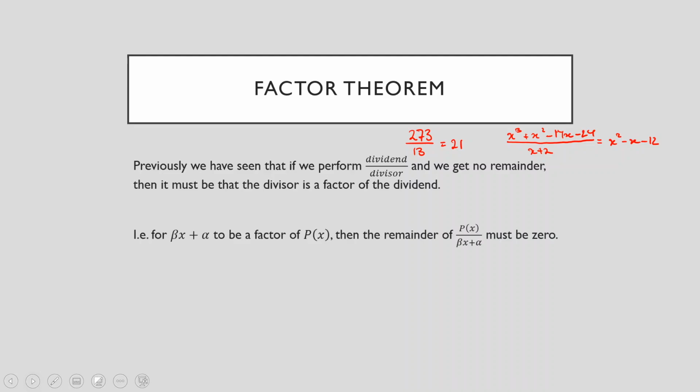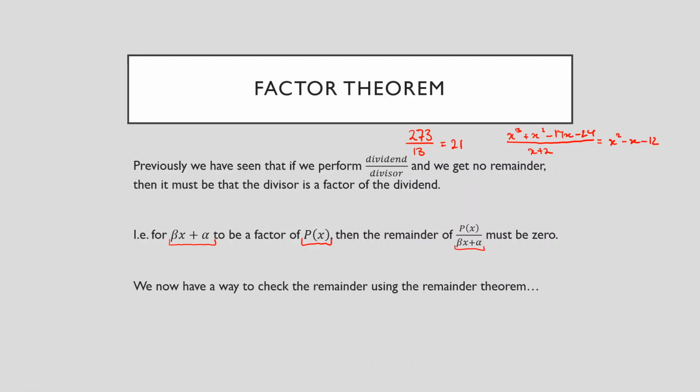So let's formalize that a little bit in terms of maths language. So if I use this linear polynomial, beta x plus alpha, for this to be a factor of some polynomial p of x, so if I divide it, then I need to have no remainder when I do that. So p of x divided by this linear polynomial must give you a remainder of 0. Okay? Is there a way to quickly check whether we get a remainder of 0 or not? If we don't want to go through the whole dividing process every time we want to check if it's a factor? Yes, there is. We can check it using the remainder theorem, which is what we did in the last video.